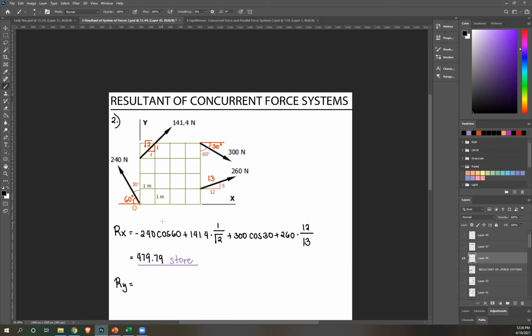Once again, let's start with 240. It's upwards, therefore positive 240 sine 60. Upward, therefore positive 141.4 times vertical side 1 over square root of 2. Next, downward, therefore negative 300 sine 30. And finally, upward, so positive 260 times vertical side 5 over 13. Please compute. What's the answer?